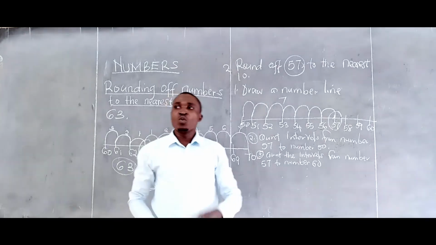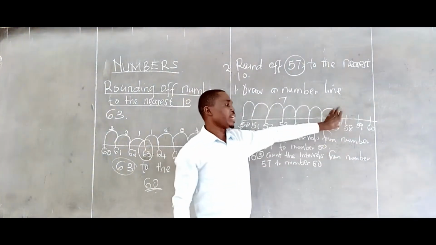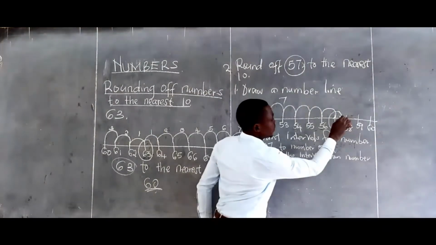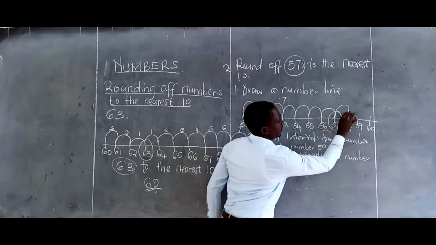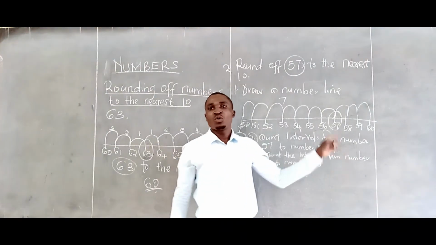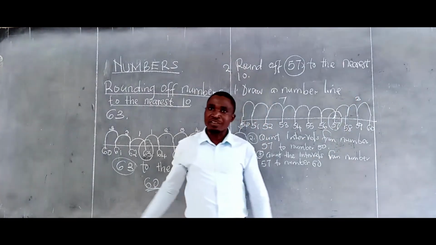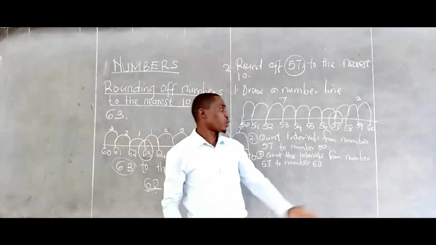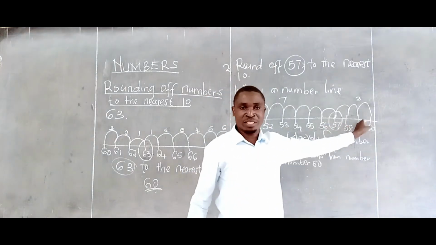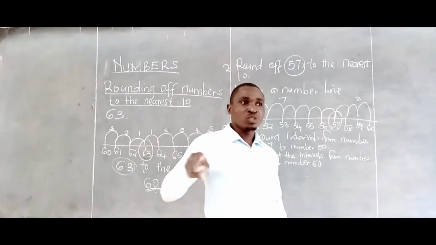Step number 3, we now again count the intervals from our number 57 up to number 60. We count together. According to mine here, I have got 3 intervals. So the numbers from 57 up to 60, we have 3 intervals.